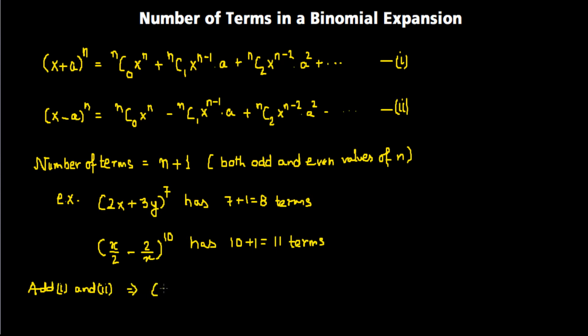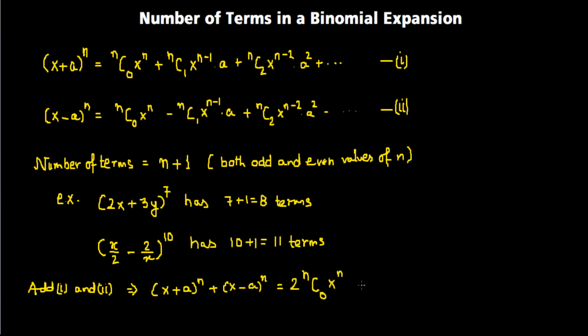So that should give us (x + a)^n + (x - a)^n on the left hand side. Now on the right hand side, you can see that the first term for both equations is exactly the same, so they add up to give us twice nC0 x^n. And when we add the second term of equation 1 and 2, they're going to get cancelled because they are additive inverses of each other. So we'll get 0 in the second term.